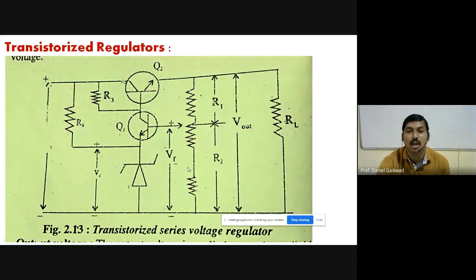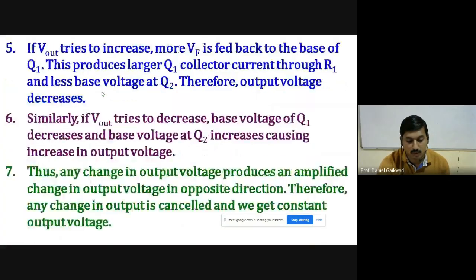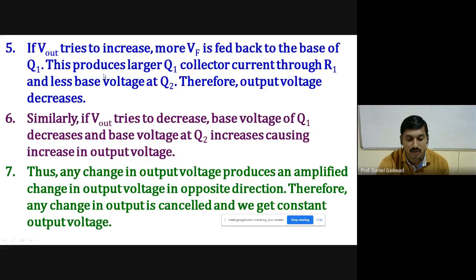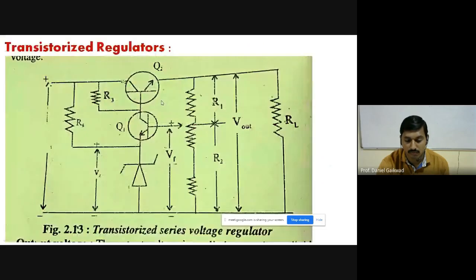We have certain formulas also for the transistorized regulator, then we have the current limiting facility of the transistorized regulator, then we have the IC regulators. In the next lecture we have certain formulas, and the output voltage of the circuit will be discussed. Okay, so we'll learn that in the next lecture.